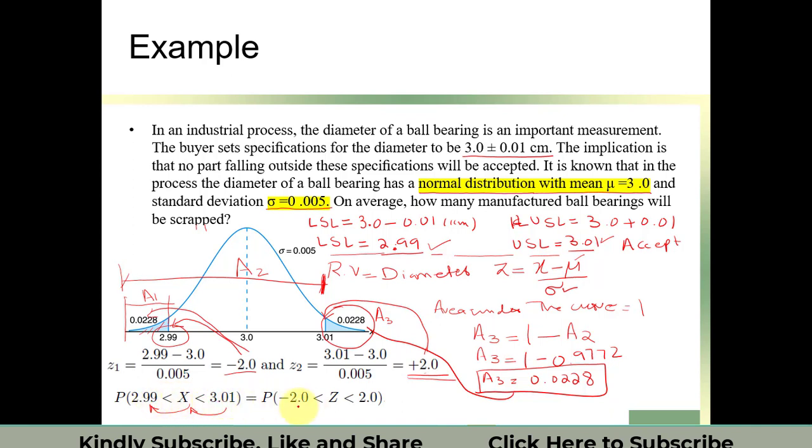Convert these random variables into z values and then look up these z values in the table. You got 0.0228 plus 0.0228. Calculate them, take the summation of them, and you will get the result. So it will be equal to 0.0456. Let's go to the next numeric.